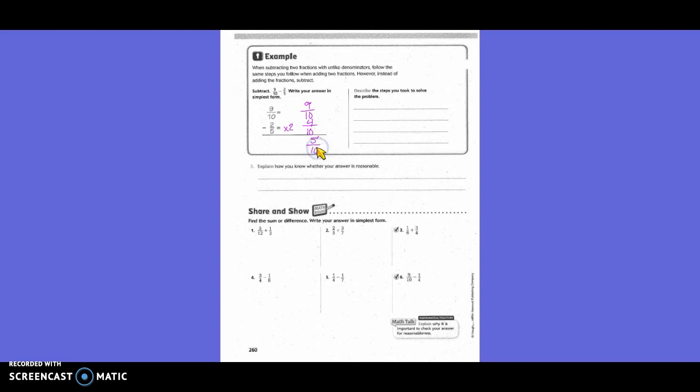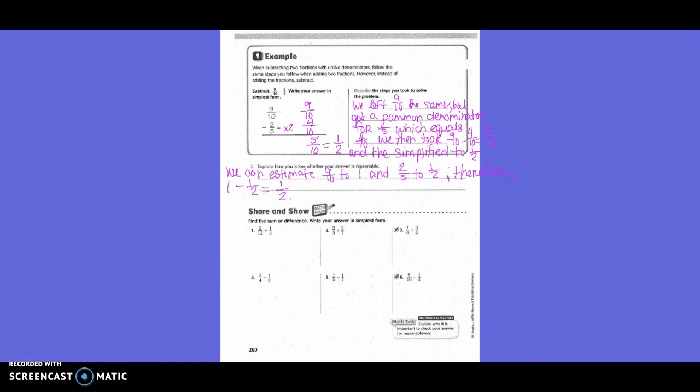And then do I need to reduce or simplify? Yes. Which equals 1/2, because 5 goes into 5 once, 5 goes into 10 twice. Describe the steps you took to solve the problem. We left 9/10 the same, but got a common denominator for 2/5, which equals 4/10. We then took 9/10 minus 4/10, which equals 5/10, and simplify to 1/2.